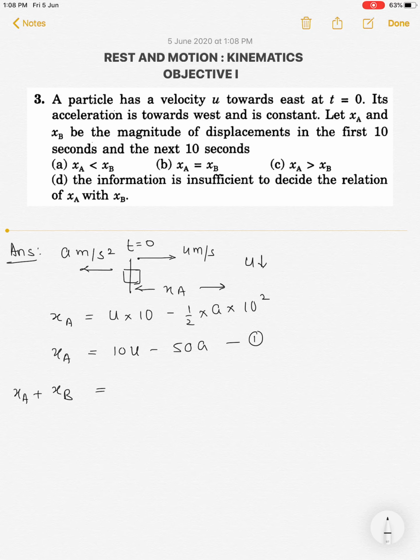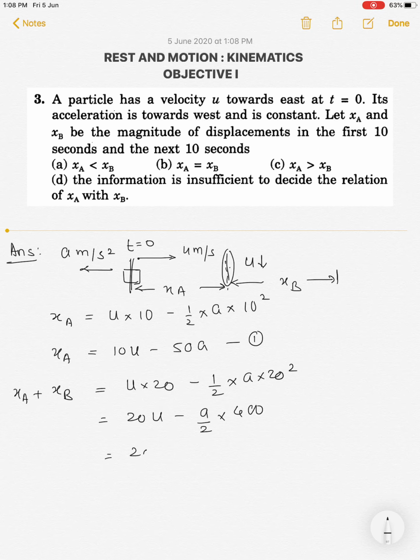If xa is the displacement in the first 10 seconds and xb is the displacement in the next 10 seconds, here we don't know the initial condition, that's why I'll write xa plus xb. So it will be ut minus half a t square. So it comes out to be 20u minus a by 2 into 400. So 20u minus 200a, and from this I can find xb by subtracting xa.